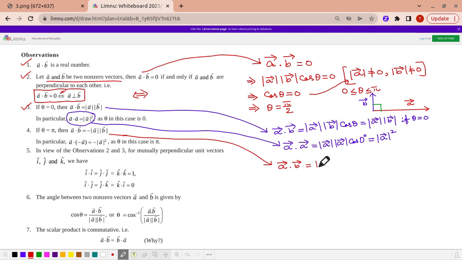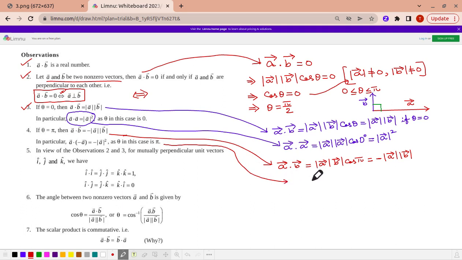So that is equal to mod A into mod B into cos pi. We know the value of cos pi, that is cos 180 degree, is minus 1. So you can write that it is equal to minus mod of A vector into mod of B vector. I repeat once more, when theta equals pi, A dot B is equal to minus of mod A into mod B. Correct?